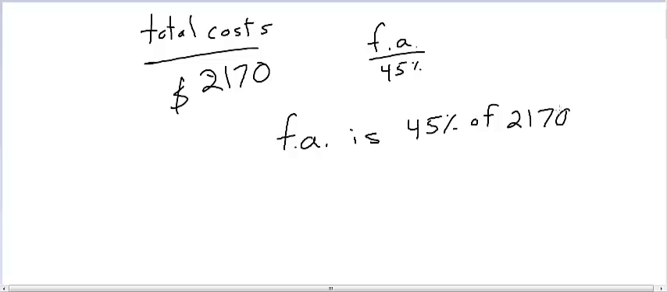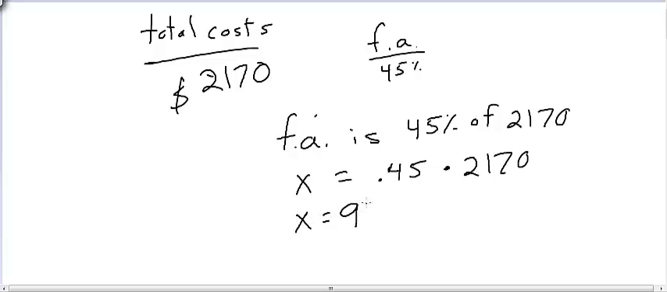So looking at my expression here, financial aid, which is what I'm looking for, I'm going to put as an X for now, translates to equals. 45% as a decimal is 0.45. Of translates to multiplication. And 2,170 is itself. So this translates to doing the expression, what is 0.45 times 2,170? That comes out to be $976.50.